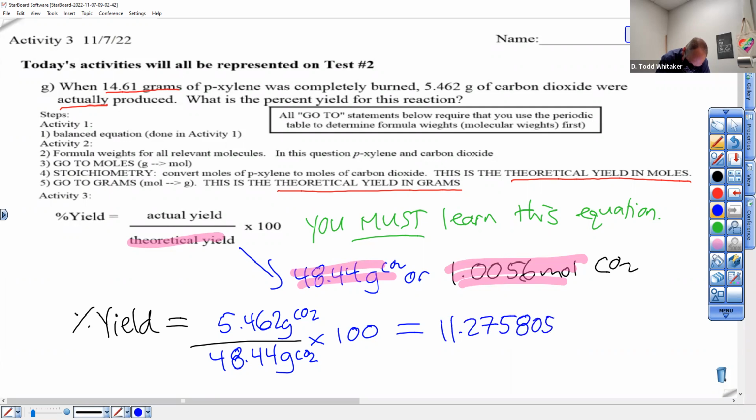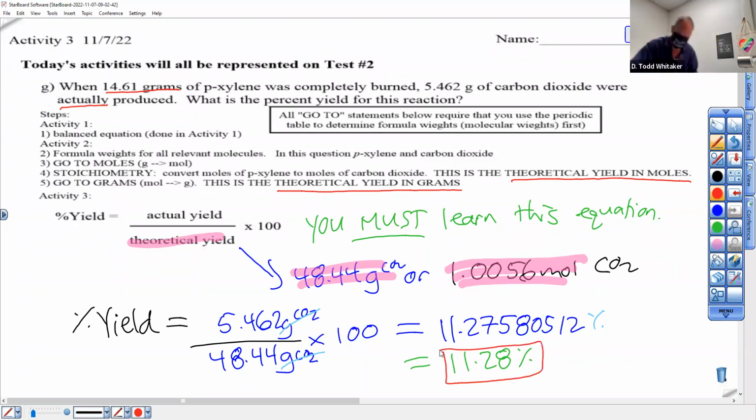805? Yeah. 12? Okay. And what do we got? Grams CO2 are gone. That's just a percent, no units, right? And it's 11.27 with 4 sig figs. Almost did the same rounding, huh? Yeah.